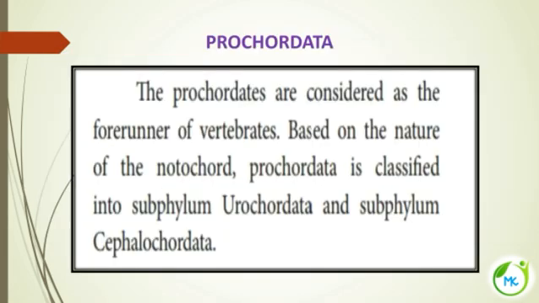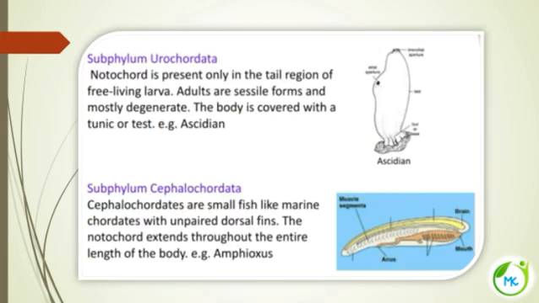First, we are going to see about Prochordata. So the term pro refers to primitive. So prochordates are referred to as primitive chordates and they are considered to be the forerunner of vertebrates. And based upon the nature of the notochord, the prochordates are classified into subphylum Urochordata and subphylum Cephalochordata.